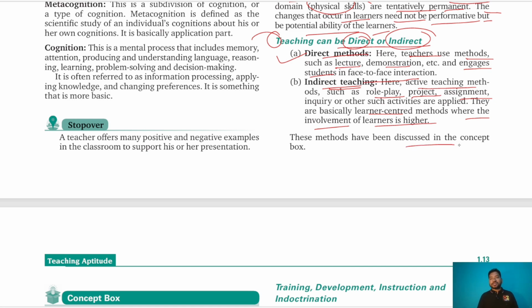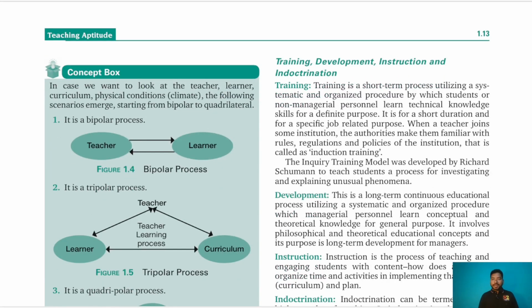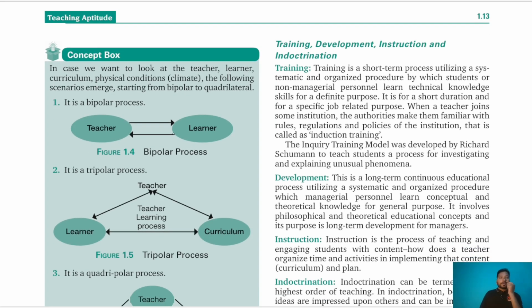And these methods have been discussed in the concept box. So we can say that different types of concepts are there in the teaching learning method. Number one is the bipolar process. There will be a teacher and learner. It is known as the bipolar method, a bipolar process of learning. Second is the tripolar process. Okay, teaching learning process, not teacher learning process. You can see the tripolar process: teacher will be there, learner will be there, and curriculum will be there. It is known as the tripolar process.